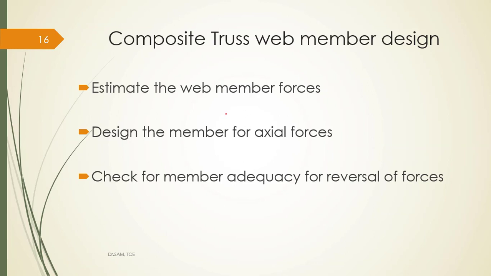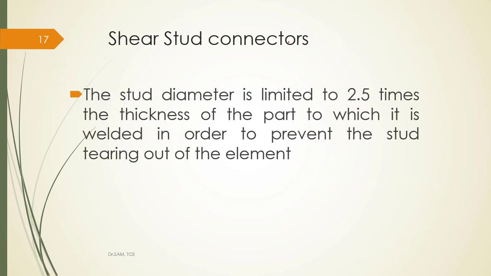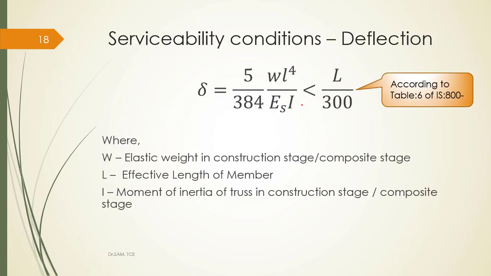Regarding the web members, you use some analysis principle, estimate the member force, and design for the member force. The member always has to be checked for reversal of forces. Sometimes the member may be subjected to reversal of force, so you have to check the member against reversal of force. Regarding the shear connector, the dimension is limited to 2.5 times the thickness of the part in which it is welded, in order to prevent the stud from tearing off from the element. These are the guidelines to choose the diameter of the stud connector.